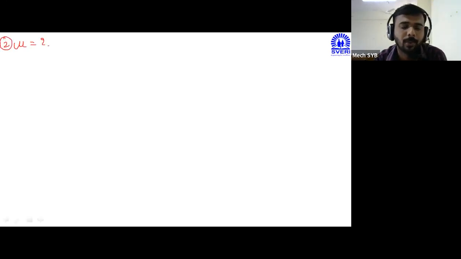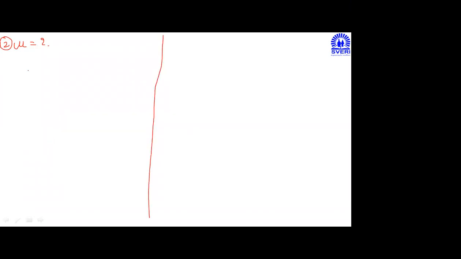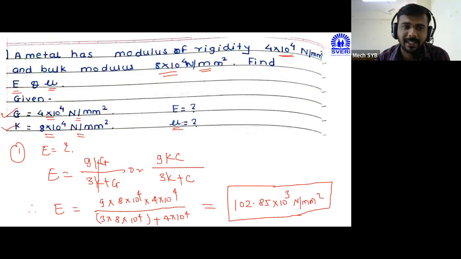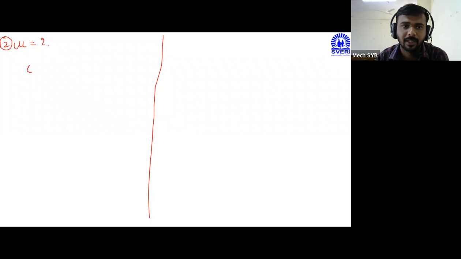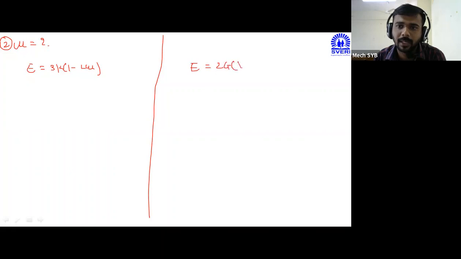Now if we have to calculate the mu as a second parameter, here change in dimension is not given, lateral strain upon linear strain, then which relation do we have to use? Any relation, because now the value of E is known to us. Any relation we can use. See, E is equal to 3k in bracket 1 minus 2 mu. I can use this relation also for the mu calculation, and E is equal to 2g in bracket 1 plus mu. Find from both.